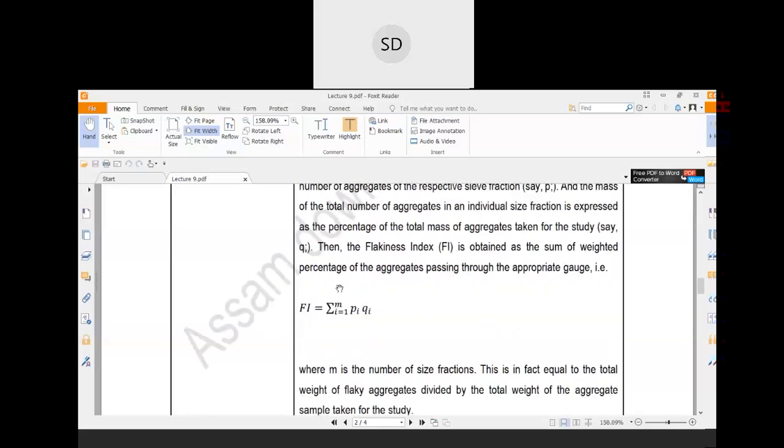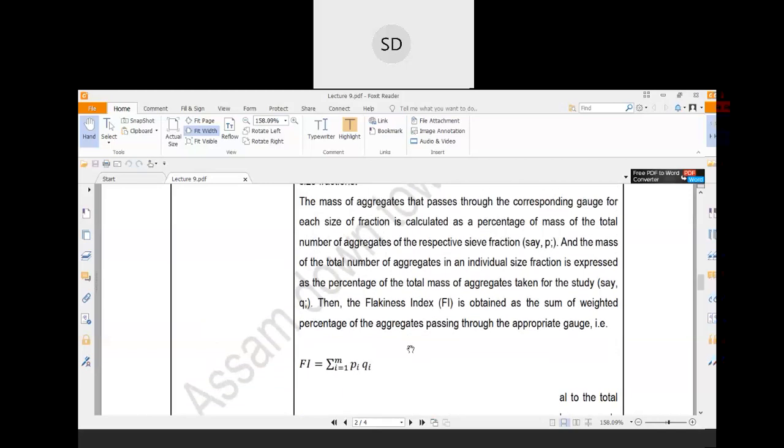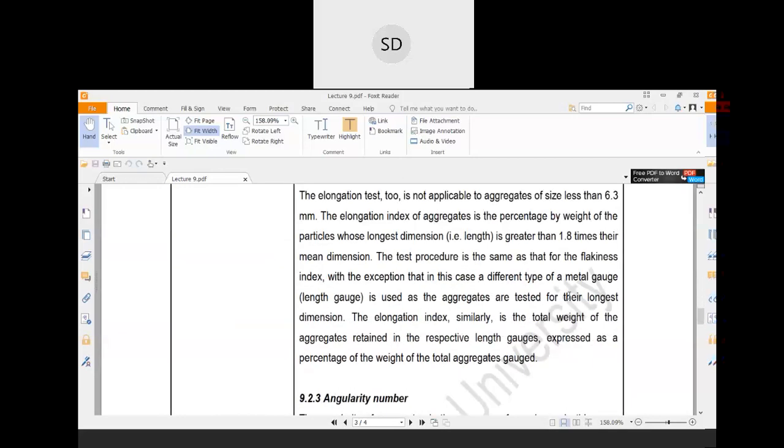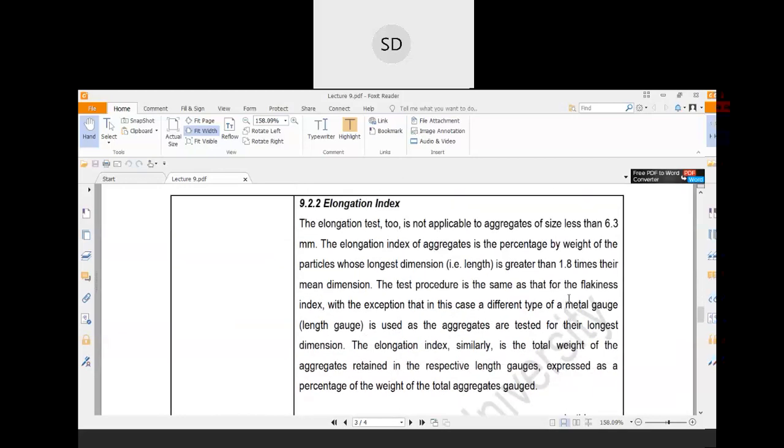So that is your flakiness index, a weighted average. What you have calculated is the weight of aggregate found to be flaky divided by the total weight of the aggregate; that is the flakiness index. Now another test you already know about is the elongation index. In the elongation index test you push the aggregate through the elongation index gauge, and if it is retained on that gauge, it is elongated aggregate, otherwise it is normal aggregate.